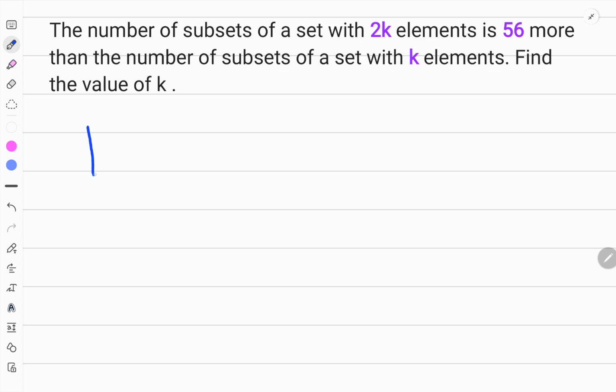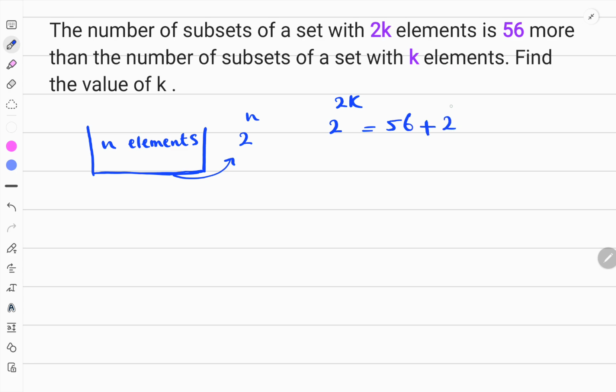We know that when we have a set with n elements, we can find the number of subsets using this formula, 2 to the power of n. So according to this question, we can write an equation: 2 to the power of n, which is 2k elements, equals 56 plus 2 to the power of n, and n here is k. So we have an equation and we are going to solve this.